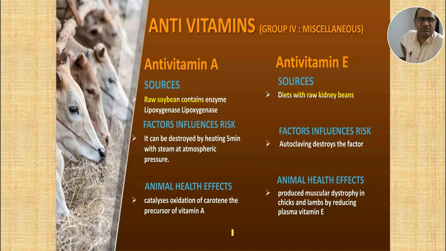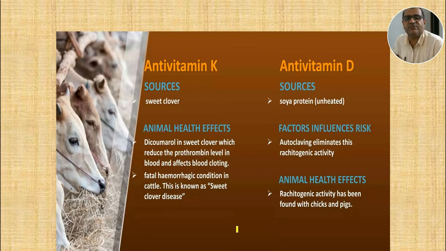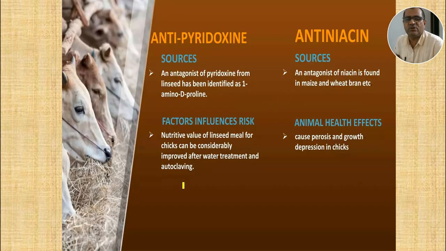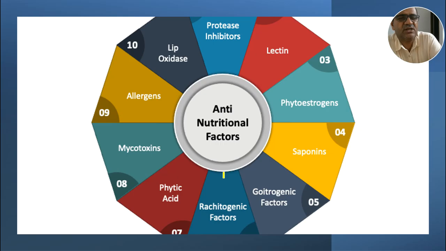So a variety of animal health risk factors are going to happen. An anti-vitamin K factor is present in sweet clover, and an anti-vitamin D factor is present in soya protein, and respectively they are going to cause some deleterious effects on animal health. Niacin inhibitors are also there.